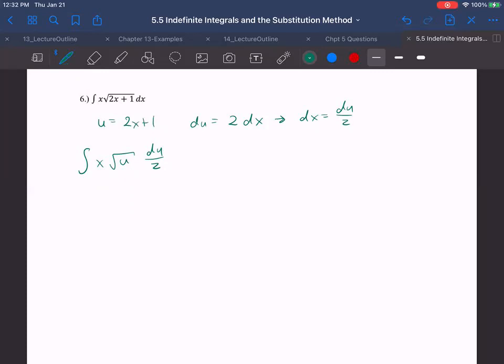So here's the other little thing. Take a look at this. I'm going to grab this part right here. I'm going to bring it over here, and I'm going to say x equals u minus 1 over 2. A little bit of algebra, right? Subtract 1 from both sides, divide both sides by 2. And I'll get integral, bring my 1/2 out front, and I'll have u minus 1 over 2 times the square root of u, du.